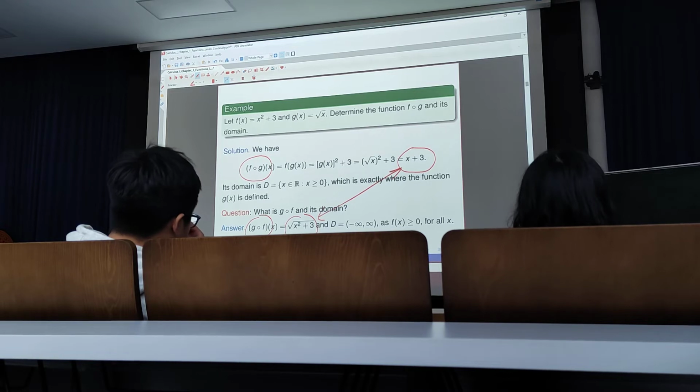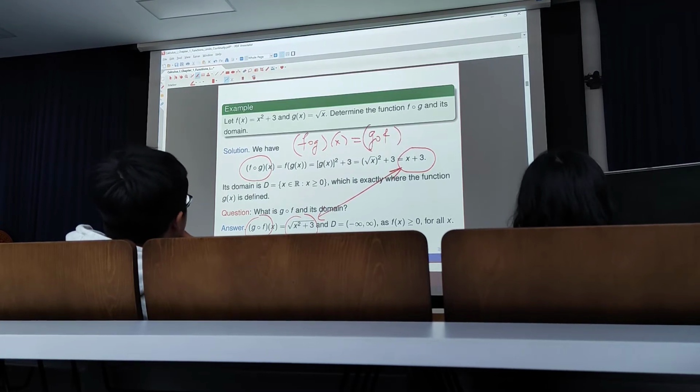So the question is, is it true that G of M and F of G are equal? The answer is, in general, no. In general, no.